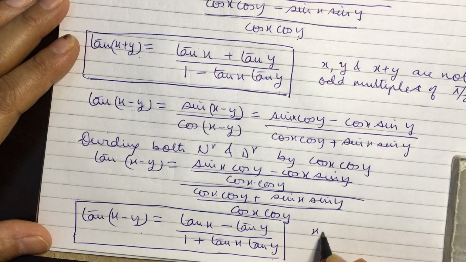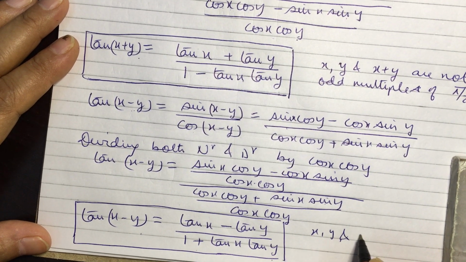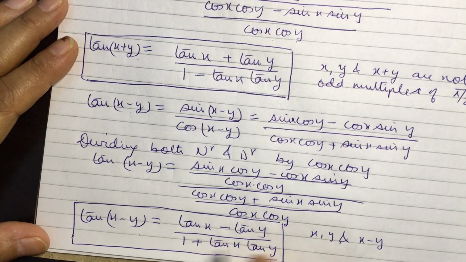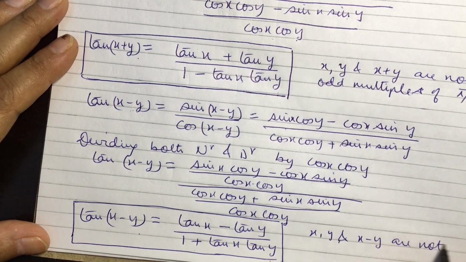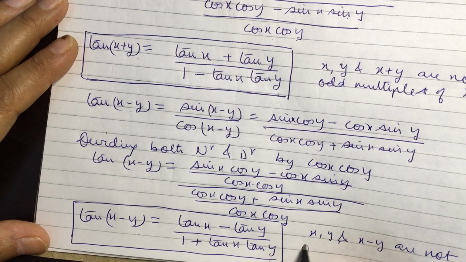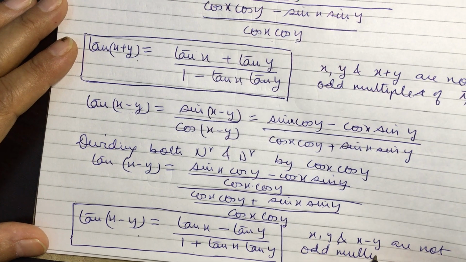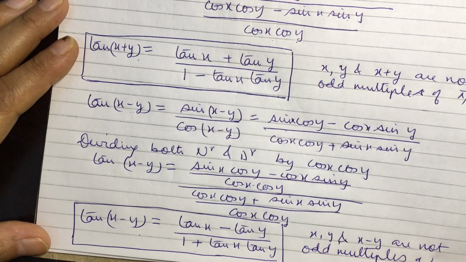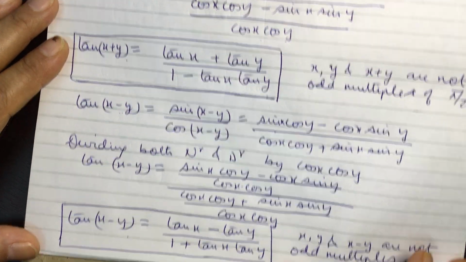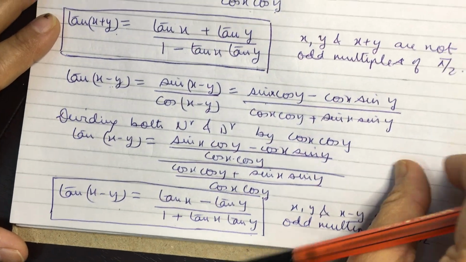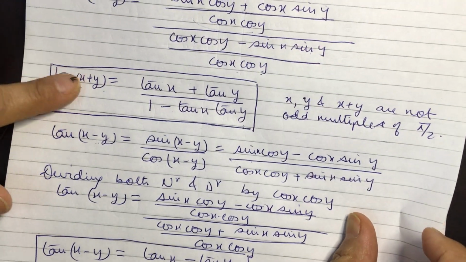Here also x, y and x minus y should not be odd multiples of pi by 2, only then this is defined. Okay, now let me take up directly from here; also we could have found out tan of x minus y.